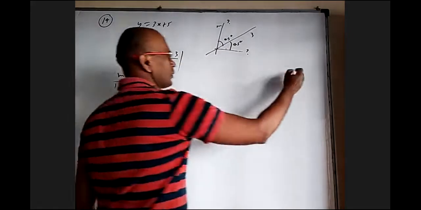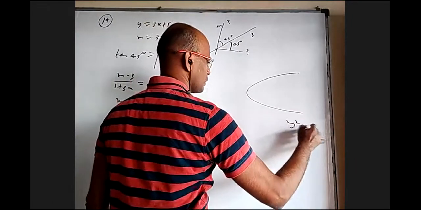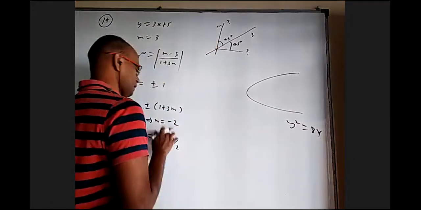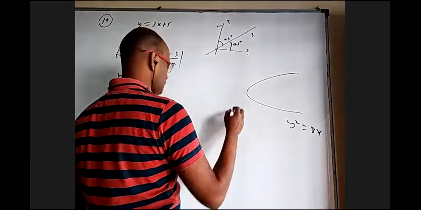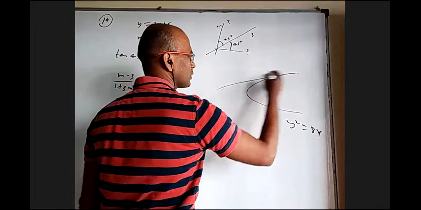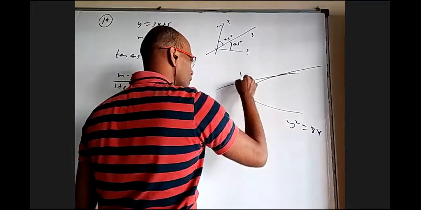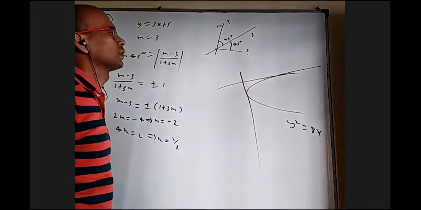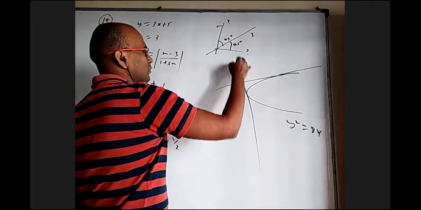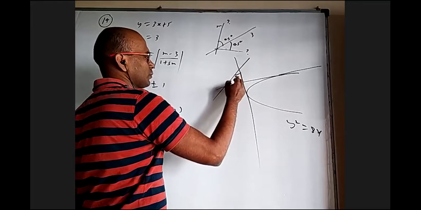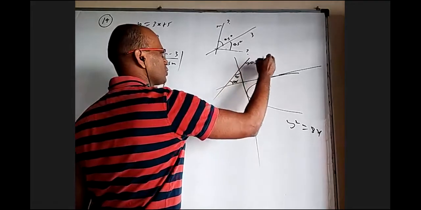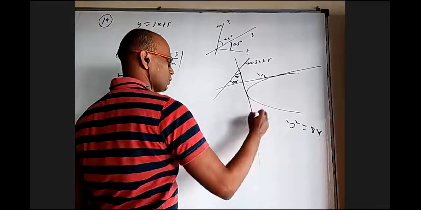So that's all. We have the parabola y square equal to 8x. There is a tangent with slope minus 2 and a tangent with slope 1 by 2. So maybe some line like this and some line like this, which are making 45 degrees with some other line, y equal to 3x plus 5. This slope is 1 by 2, this slope is minus 2.